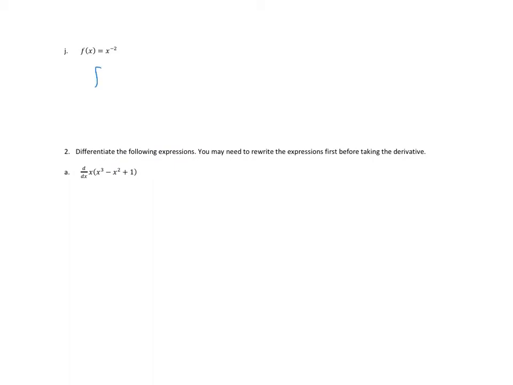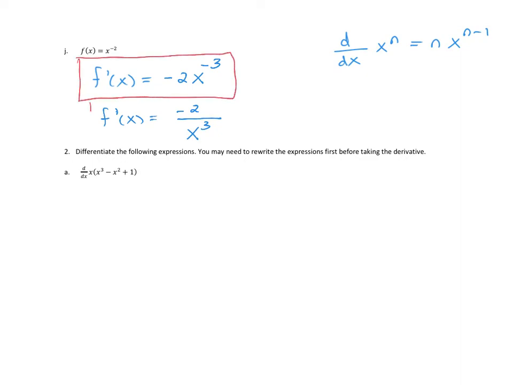For part J, I want to find f prime of x, and the rule that we have where we take the derivative of x to a power, and you get that number times x to the n minus 1, n can be any number. It doesn't just have to be integers or fractions. It also holds for negative numbers as well. So what we have here is we get negative 2, copy down the x, and we subtract 1 from the exponent, and that gives us negative 3. It's completely fine to leave the answer like this, but if you prefer to write it as a fraction, that would be negative 2 in the numerator, and then x to the positive 3 in the denominator. So either of these are acceptable.